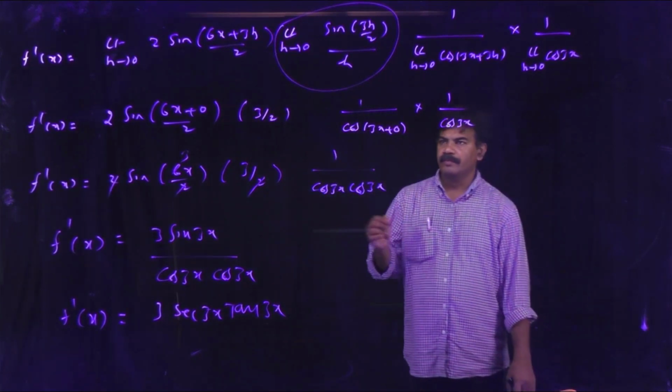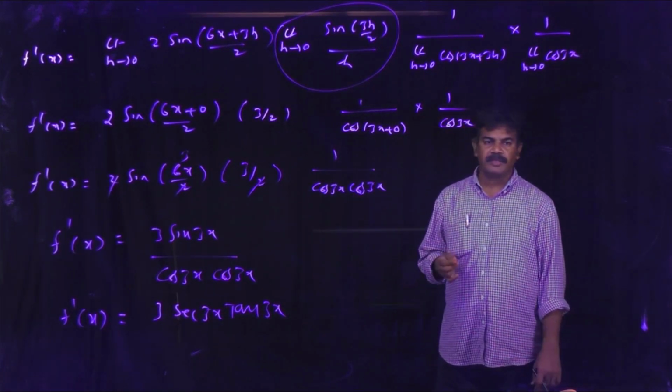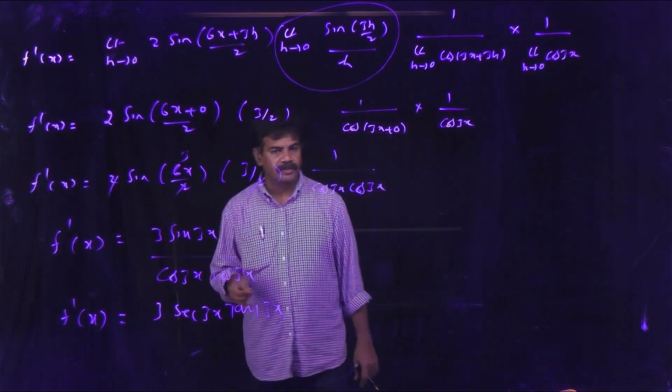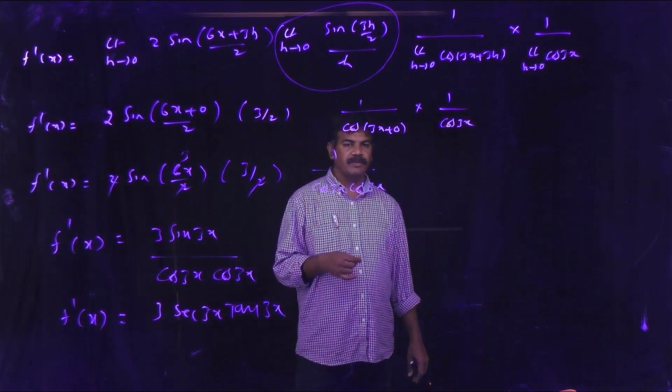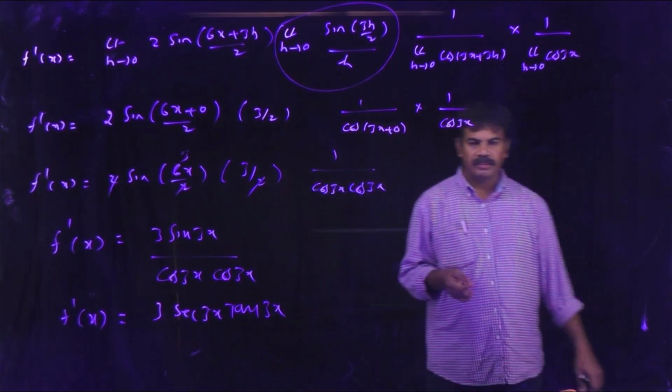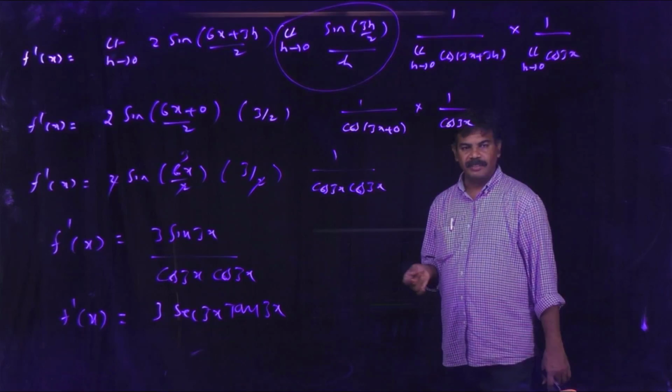So in this problem we use the formulas cos c minus cos d and limit h tends to 0 sin ah by h formula, that is equal to a. So this is very important problem in public examination.